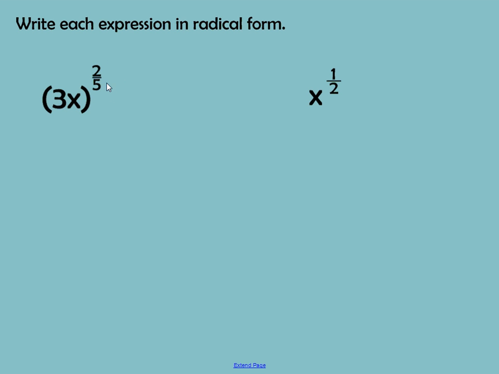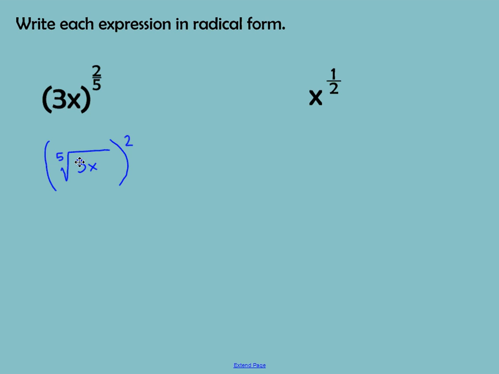The denominator, the 5, the number on the bottom, that is the number that is going to be the root of your radical. So because this is to the 2/5, the 5 means that our answer is going to be the 5th root of something. The thing that we are taking the 5th root of is the 3x. And then this entire thing needs to be raised to the 2nd power. So the numerator is the power that you're raising this to.